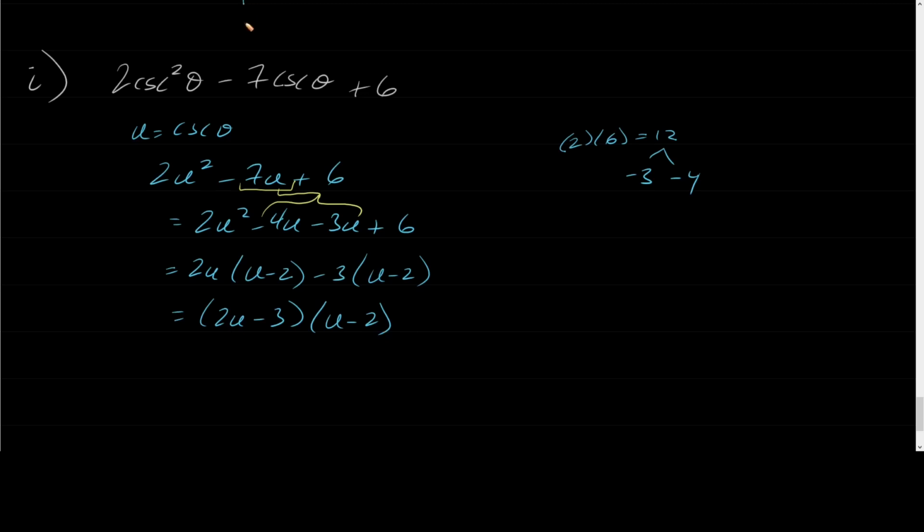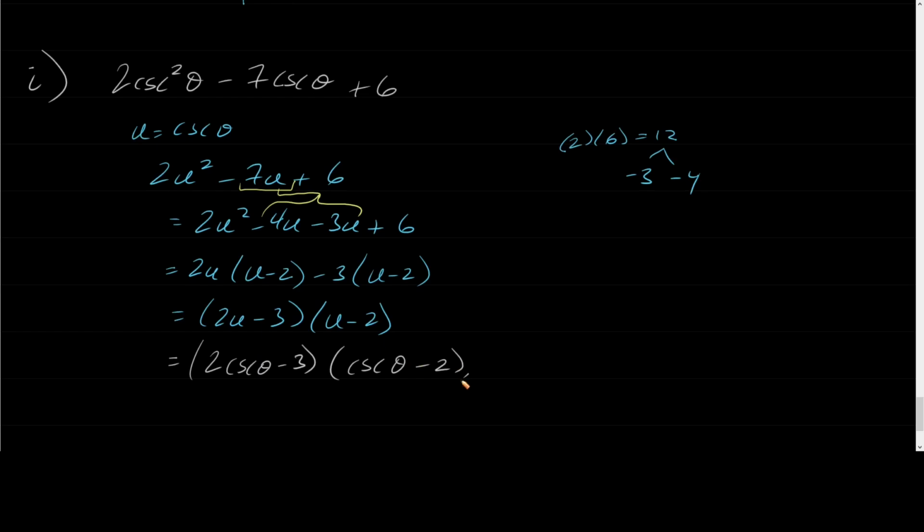But the problem was not about u, so we had to make sure we put it back into terms of the original variable, in this case theta. So we're going to say this is 2 cosecant theta minus 3 times cosecant theta minus 2. And there we go. We factor that out.